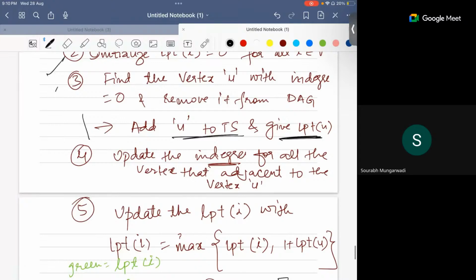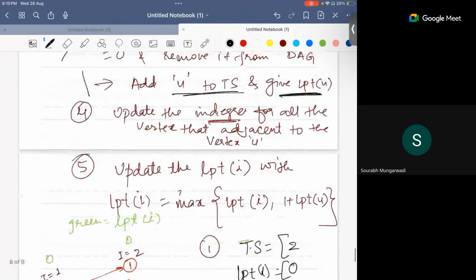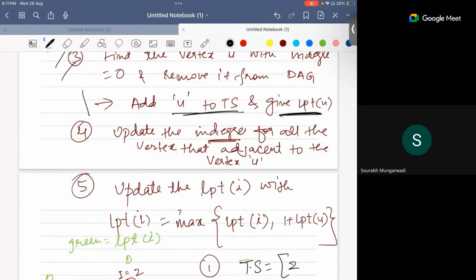So 1 is done, 2 done, 3 done. Now the fourth is what? You have to update the in degree for all the vertices that are adjacent to vertex U. So what was our vertex U? 2, right? Are you there?